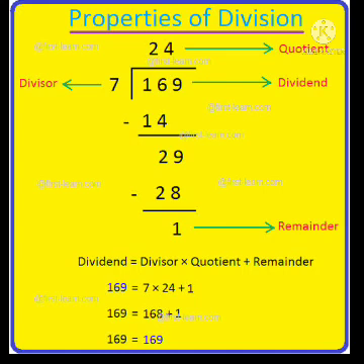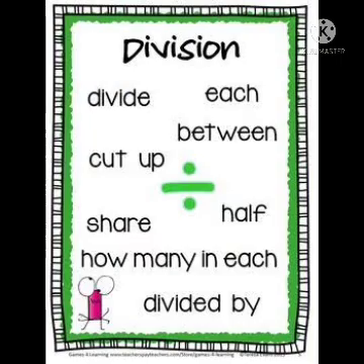Remainder is always less than the divisor. In a division sum, we always have a formula for checking. Dividend is equal to divisor into quotient plus remainder. Keywords are divide, each, between, cut up, share, half, how many in each, divided by.